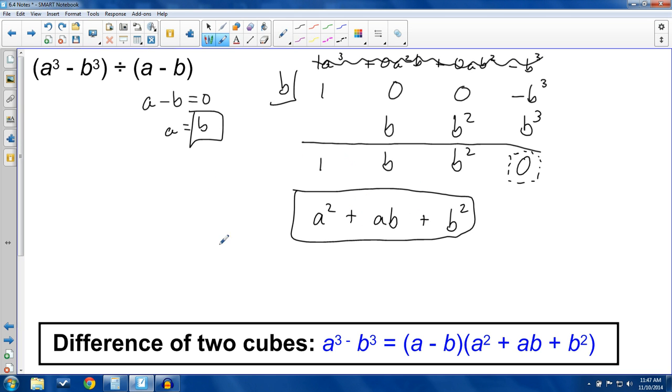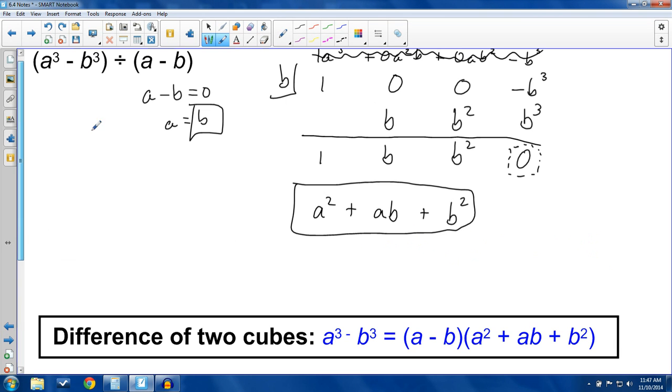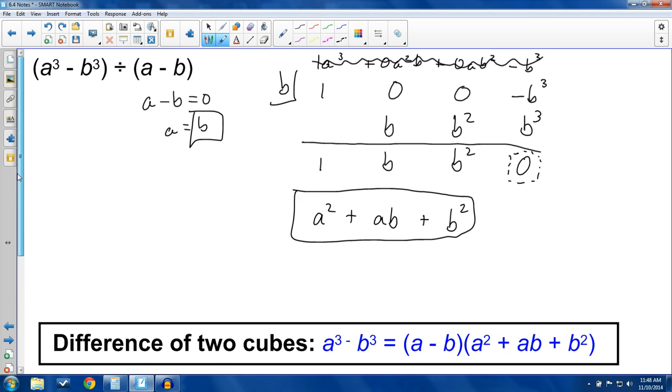And thus gets your difference of 2 cubes right here. So you can see we divided this by a minus b, and we got this as a result. So here's your difference of 2 cubes. A cubed minus b cubed equals a minus b there times a squared plus ab plus b squared right there. Okay. Again, I'm only going through the division so you see why it exists. Not necessarily something that's very easy for you to do. I just need to make sure that you understand that it's there.